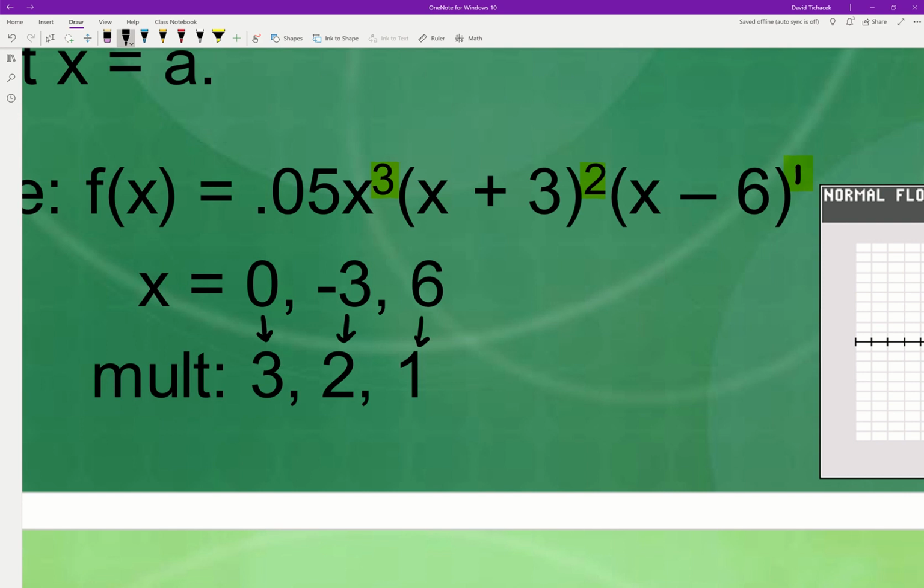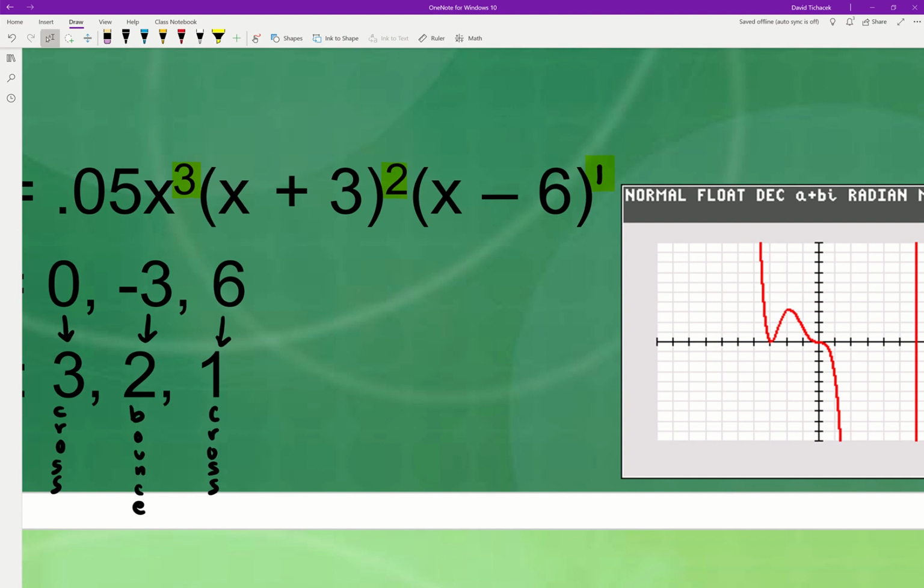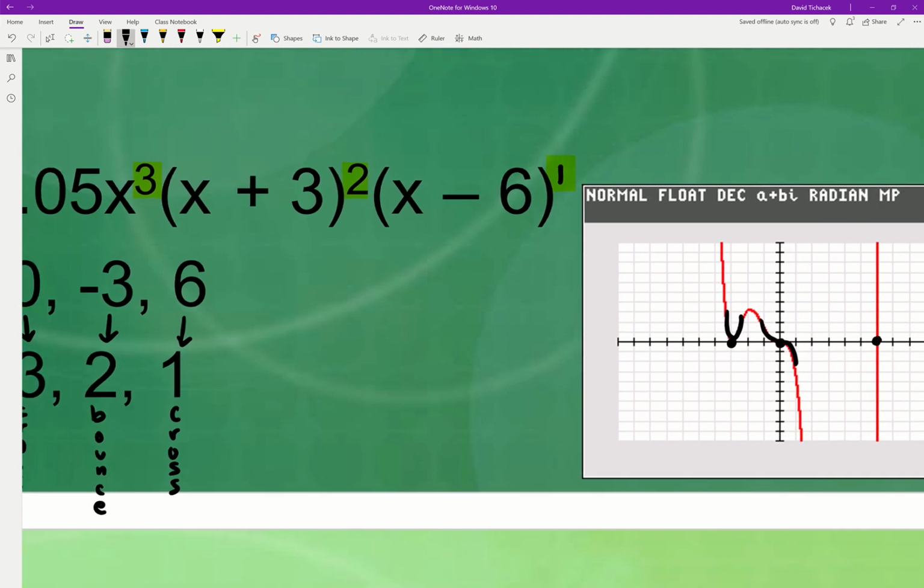What that means is that we are going to be crossing at this 0 and at this one because the multiplicities are both odd. But we are going to be bouncing at that 0 of negative 3 because the multiplicity turned out to be even there. We can see that here in the graph over here. We have the negative 3 where we bounced off of the x-axis. We have this 0 at the origin where we crossed right on through. And then we have this other 0 of positive 6 where you can see that we cross through there as well.